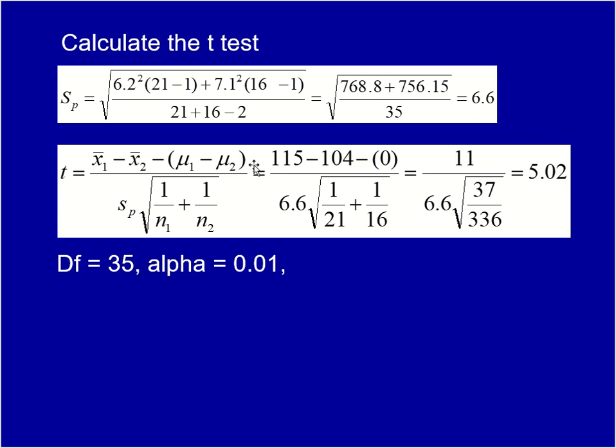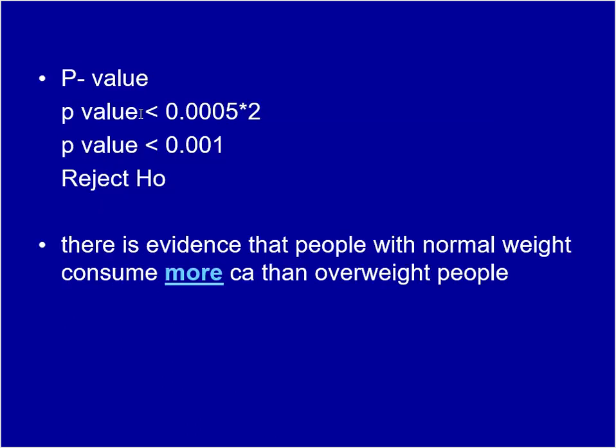Then you calculate your t, which is going to be 115 minus 104, that is x bar 1 minus x bar 2, divided by the S pool, which is 6.6, we calculated that, multiplied by the square root of 1 over 21 plus 1 over 16, so you get 5.02, and that's your t. For degrees of freedom, 35. Again, if you look at 5.02 for degrees of freedom 35, you're going to find that it's too big, and therefore your p-value is less than 0.0005 times 2, that is, your p-value is less than 0.01, and therefore you're going to reject your null hypothesis.